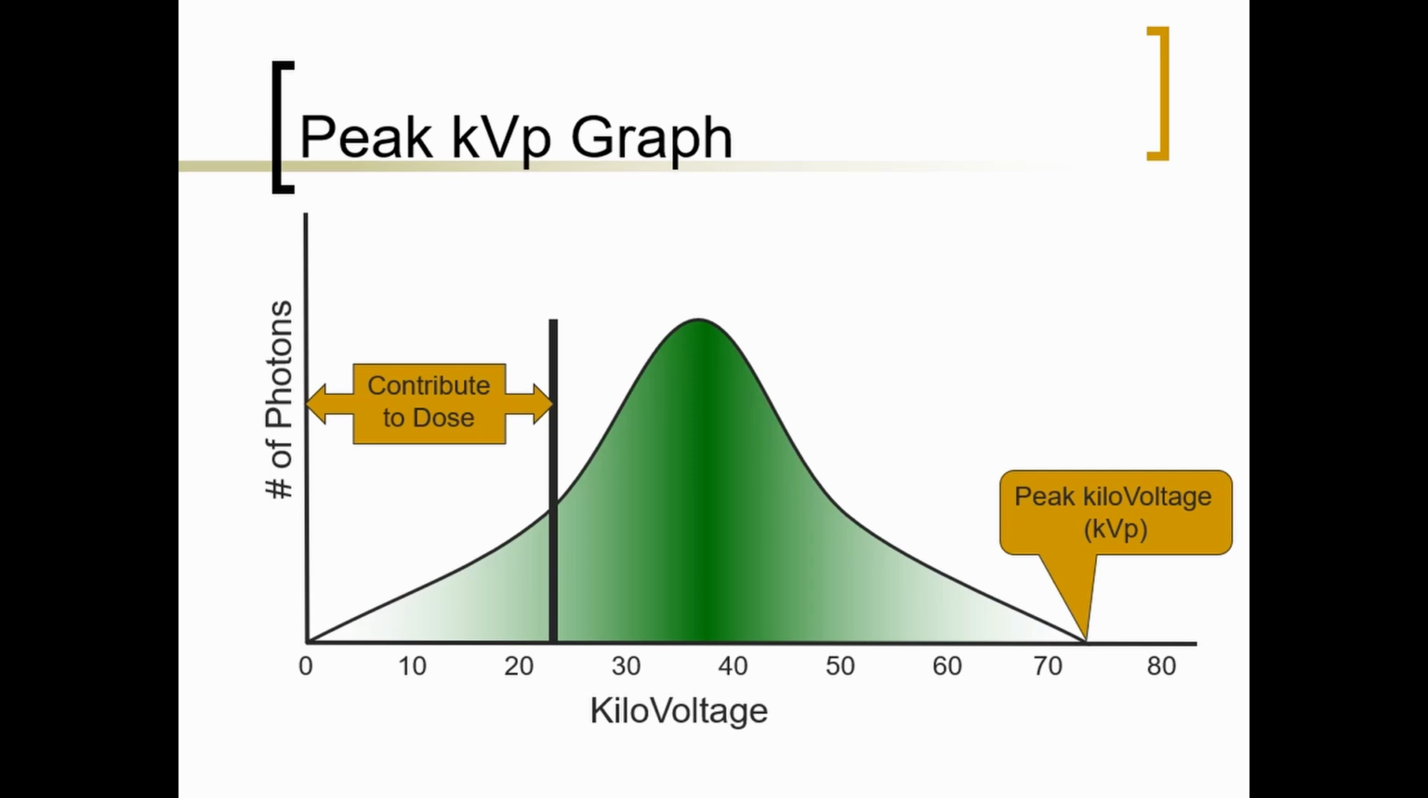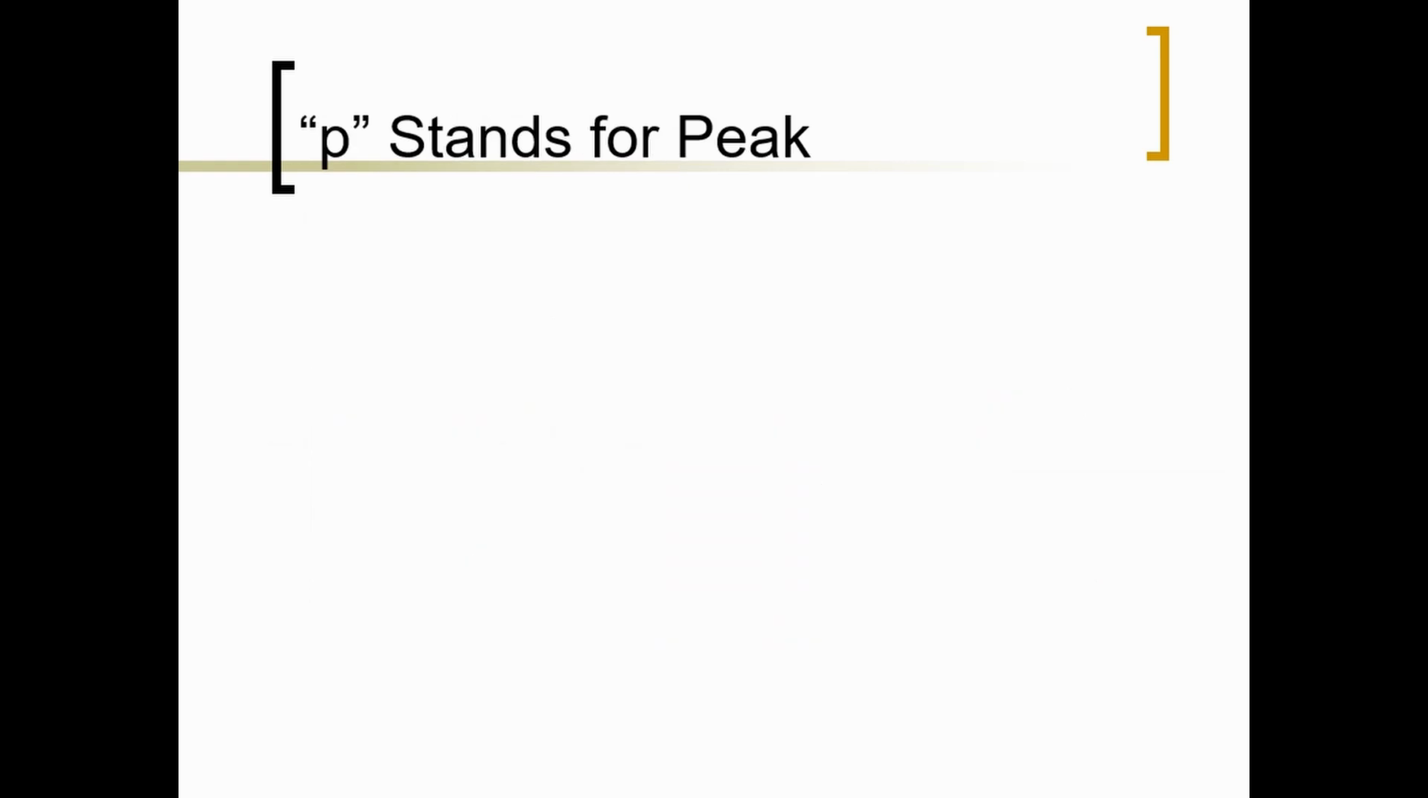X-ray tubes may employ added filtration to minimize these photons from exiting the tube and contributing to patient dose. Photons above this energy increasingly contribute to image formation as the energy increases. So the P in kVp stands for the peak energy employed for a given exposure.